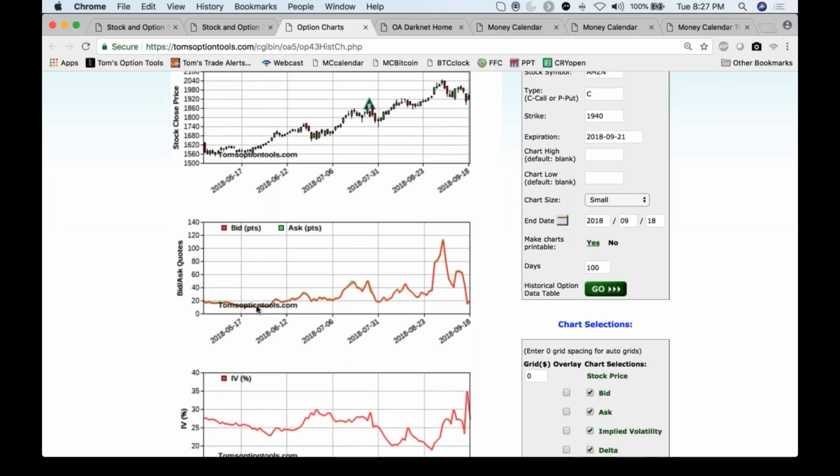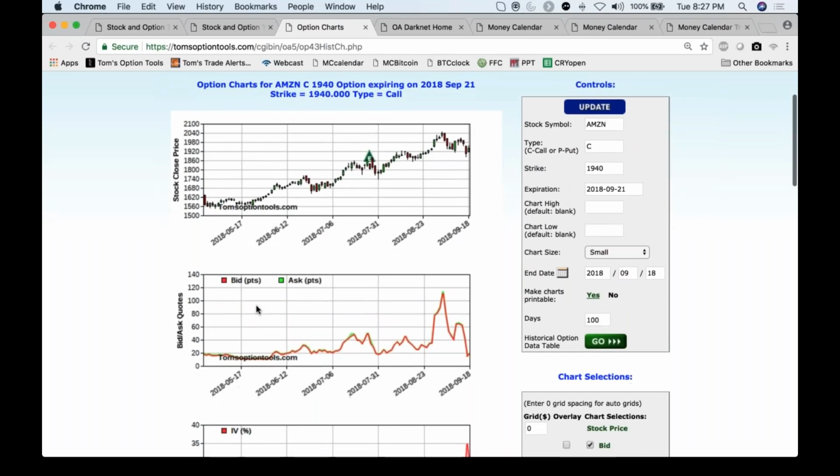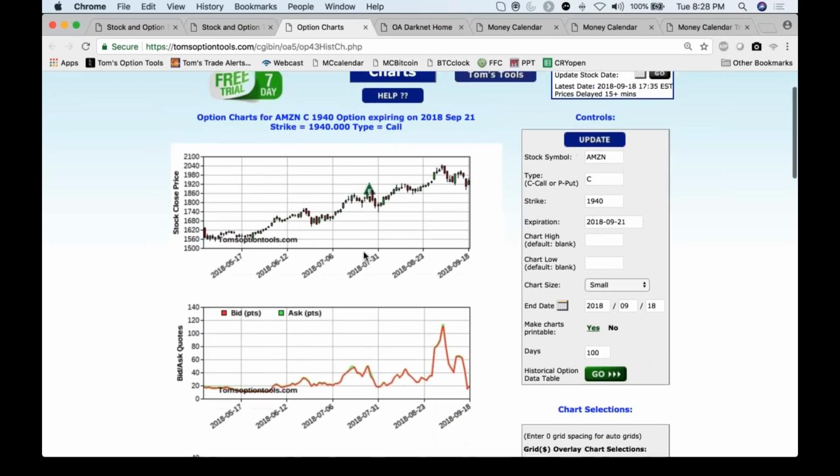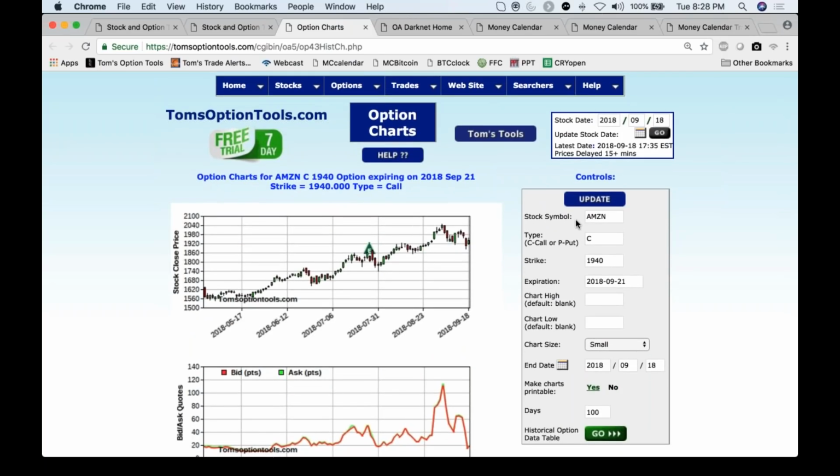By the way, this option we're looking at right now, the 1940 calls, they were trading back in July for 20. They went as high as over 100, and they've come back down. Now they're trading back down below 20. But here's the next chart. This is implied volatility. The implied volatility on options usually gets low in between earnings and gets extremely high as we get right to the earnings date. I'll show you a great symbol to look at.